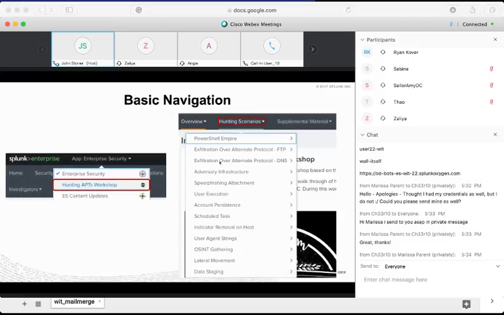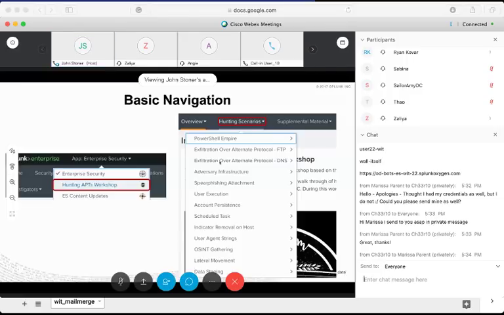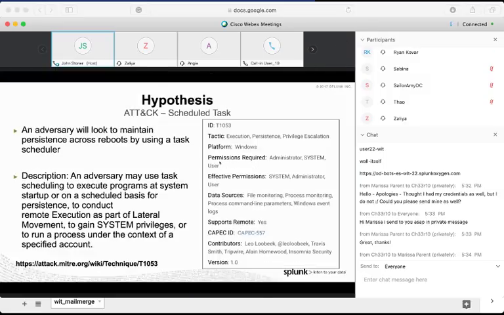All right, so let's go back up to the top. This is our basic navigation. We'll go back up to the app and select Hunting APTs Workshop. And then when we open up the APT app, there is the drop down that says Hunting Scenarios. Go ahead and click on the Hunting Scenarios app, or the top level navigation, and you'll see all the different hunts that we've got here. Okay? What we're going to do is click on Schedule Tasks. You see Schedule Tasks about halfway down the list, and then click on the expansion next to that, and let's start with clicking on Hypothesis. And now we're about ready to dive on in here.